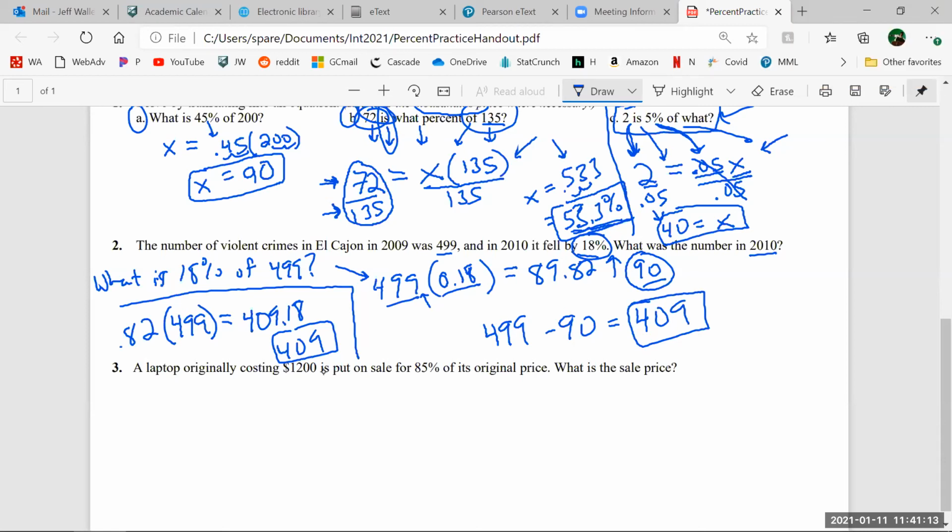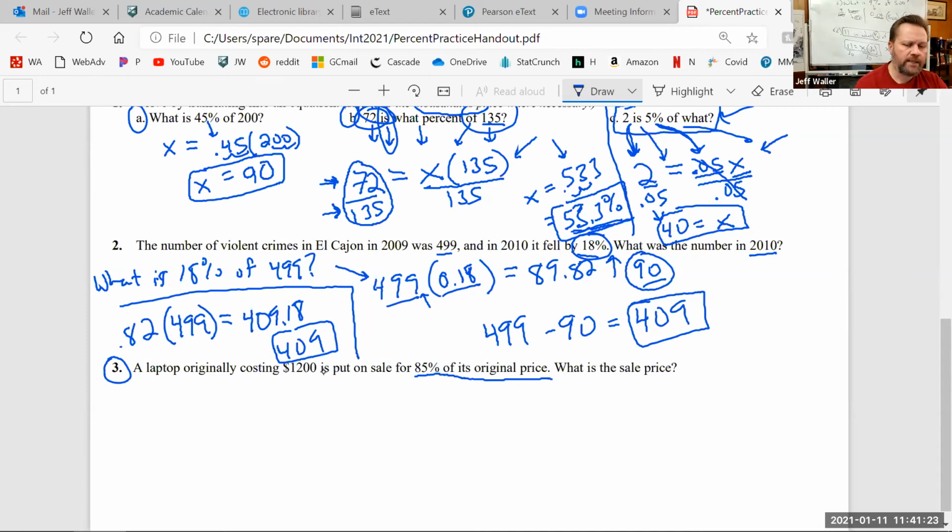Yes. Number 3 is a little different. Number 3 is a little more direct. I put it on sale for 85% of its original price, not 85% less than its original price, but just 85% of its original price. That's a one-step problem now. What would you do to figure that out? Multiply 1200 by 85. Yeah, multiply 1200 by not 85, but what? Sorry? 0.85? Kick ass.